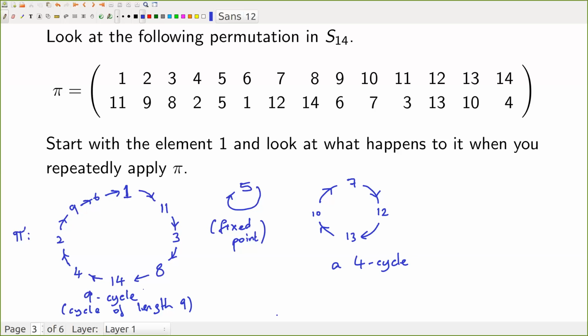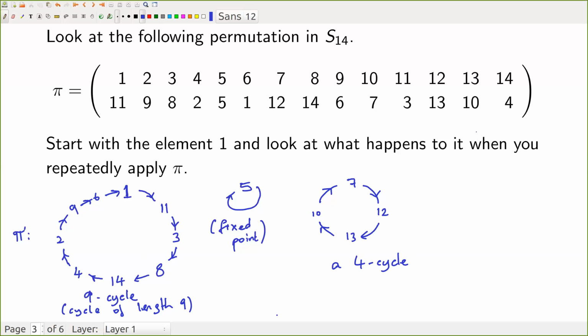9 of them are in the first cycle, 1 of them is in the second one, and 4 of them are in the third. And no single element appears in more than one of them. So what we can say is this permutation pi in S14, it permutes all 14 elements. The way that it does it is it permutes these first 9 of them amongst themselves. It fixes one point, which is only 5, and it permutes the other 4 by cycling them around amongst themselves. So it's got what they call a 9 cycle, it's got a fixed point, and it's got a 4 cycle.